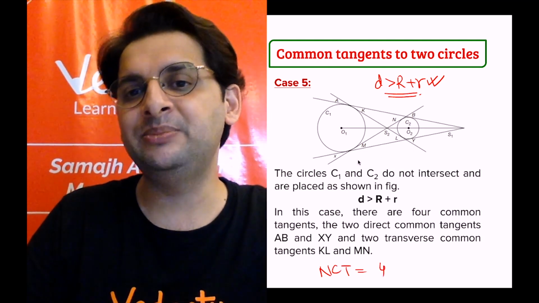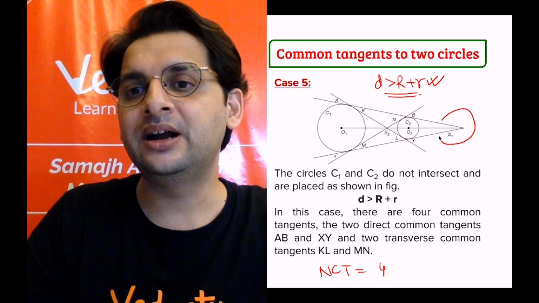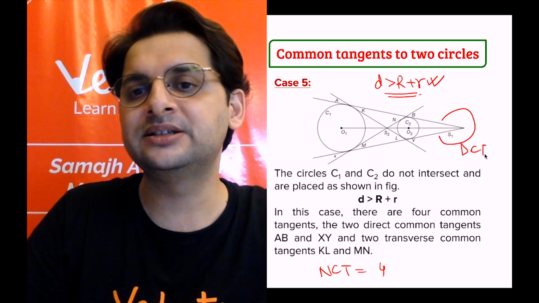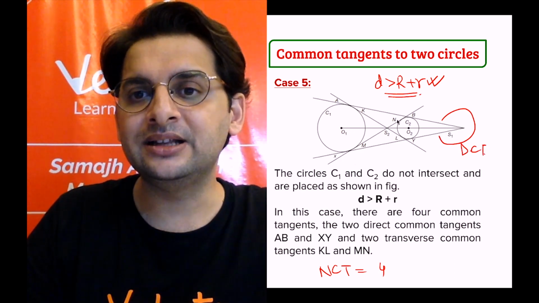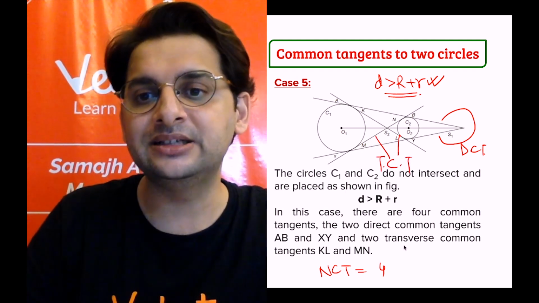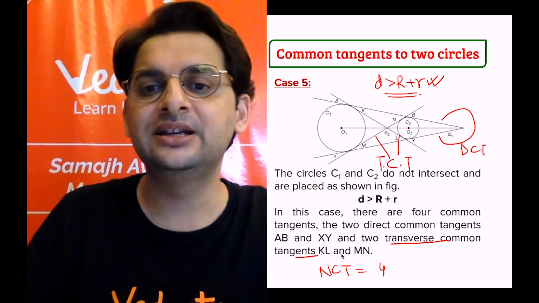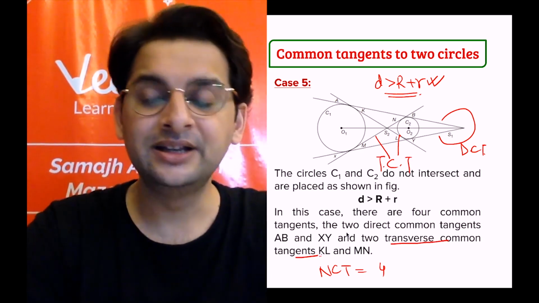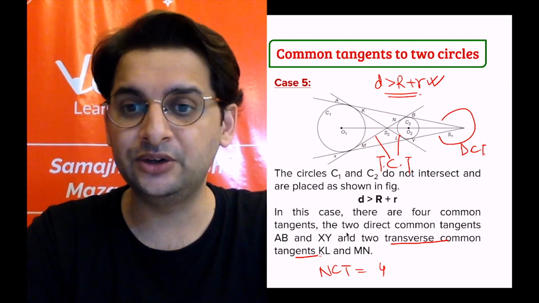common tangents. So AB and XY, these two are called direct common tangents. And there are these common tangents MN and KL. So MN and KL are called transverse common tangents. So in this case, the number of common tangents is equal to 4.